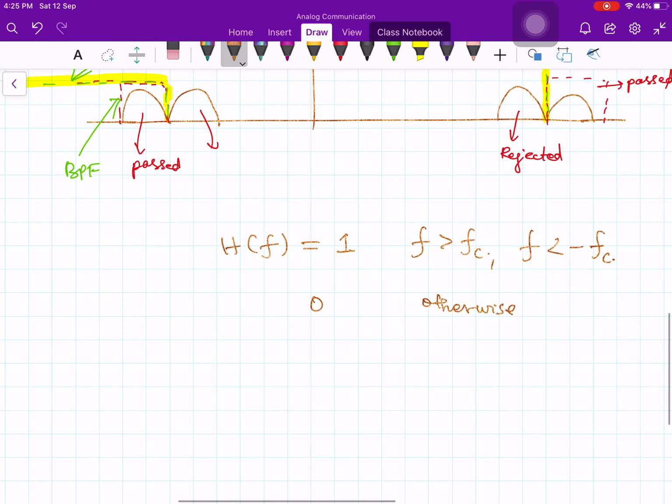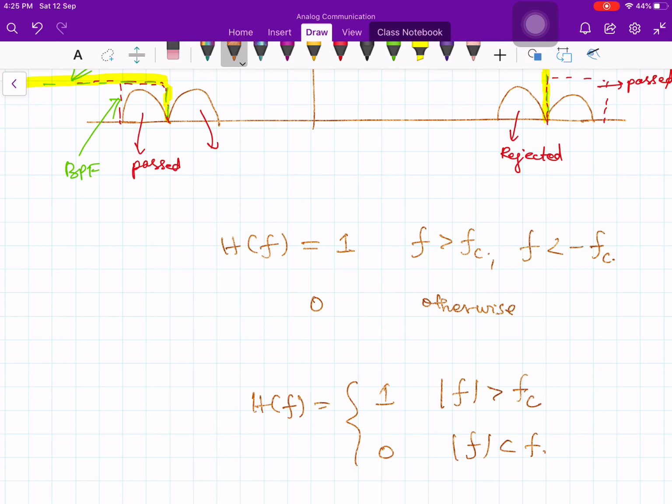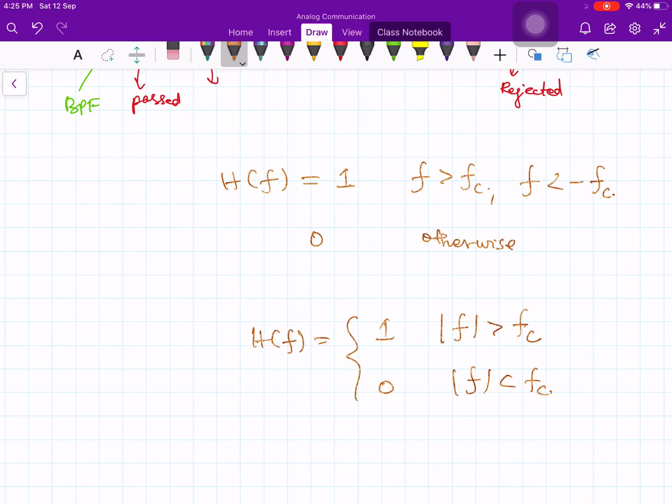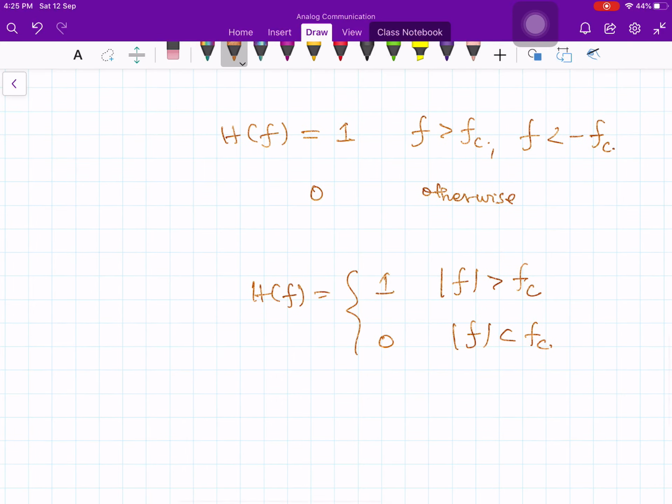So if you want to write in more compact form, then H(f) is equal to 1 where mod of f is greater than fc, and 0 where mod of f is less than fc. That's it. If you want the lower sideband, you should have a low pass filter with a cutoff frequency of fc. So depending upon whether you want the lower sideband or the upper sideband, you can use an appropriate filter, which ideally could be a low pass filter or a high pass filter.